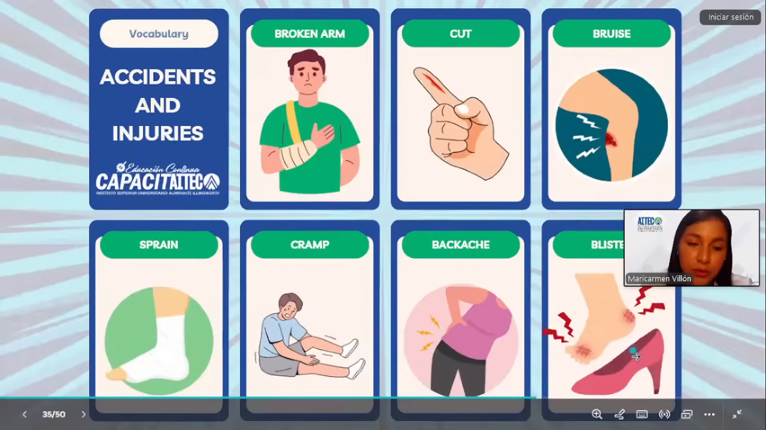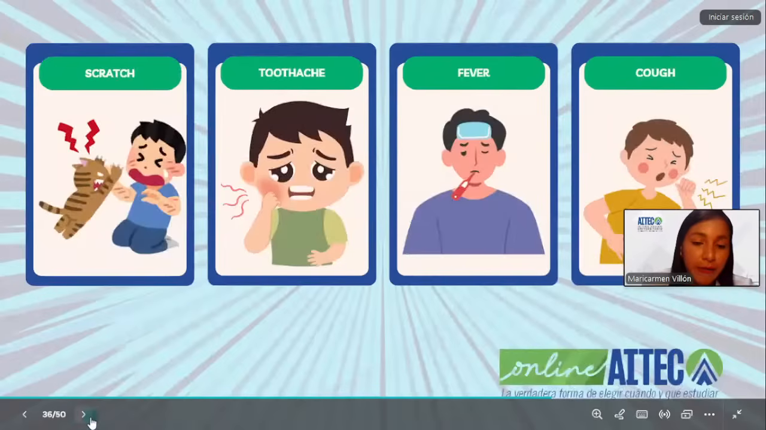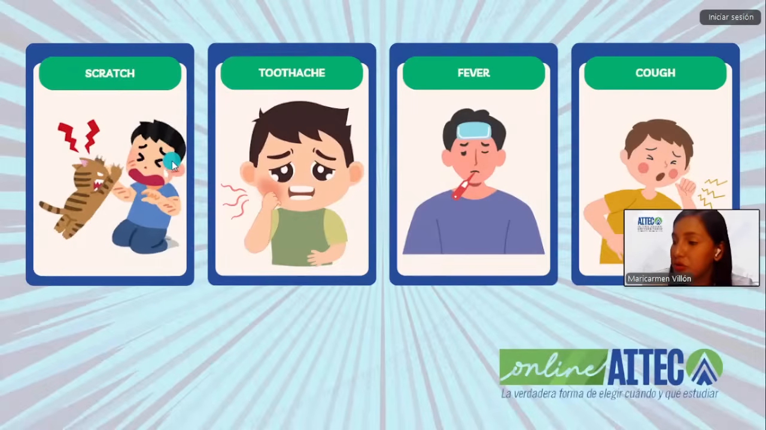And let's take a look at what else we have. Oh, look at this. This is a blister, like an ampolla, right? That would be an ampolla. Okay, let's see what else we have here. Oh, a scratch. There's a scratch.